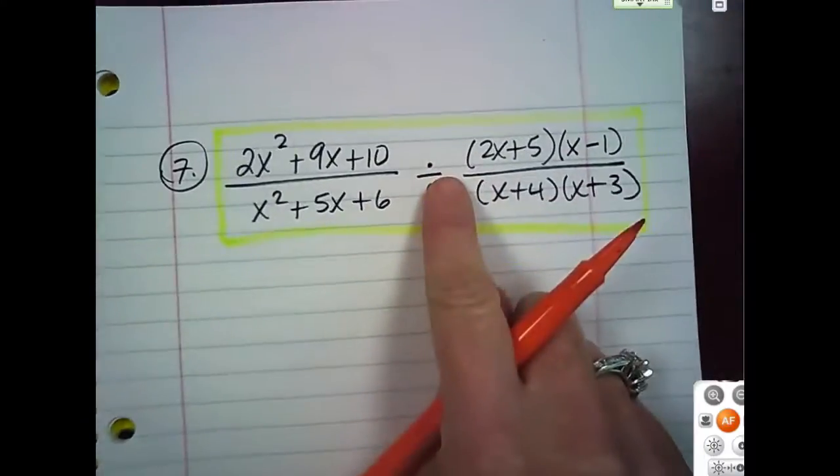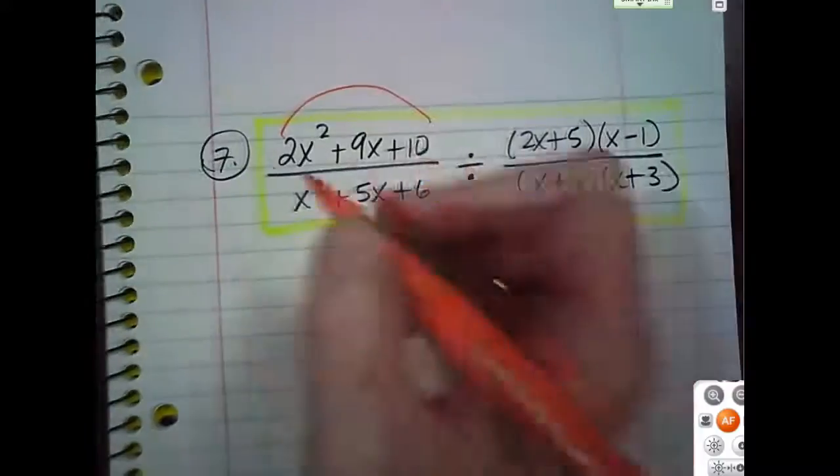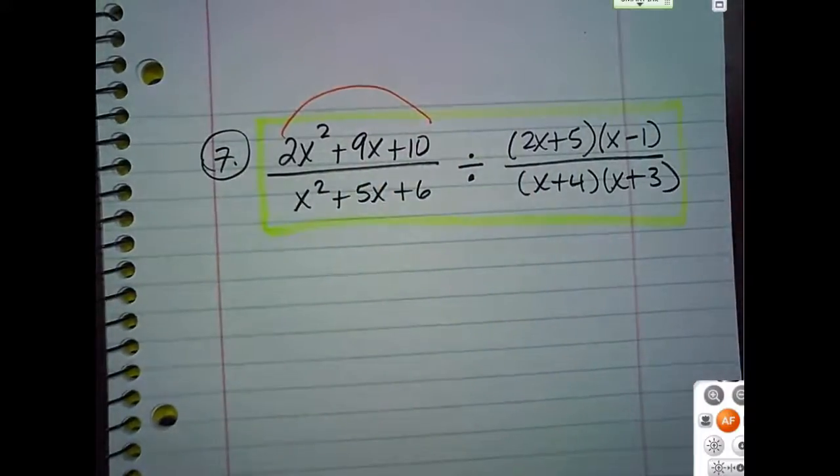Remember, we're going to flip it as well. So let's factor this. We want numbers that are going to, you try it. Let's see what you can do. Try to factor that top. Factor it.